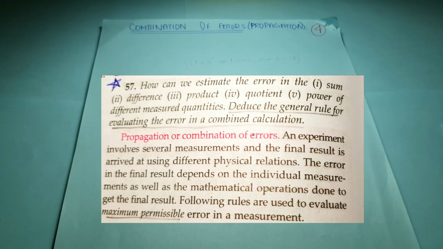But what do we mean by combination of errors first of all? An experiment involves survey measurement, and the final result is arrived at using different physical relations. The error in the final result depends on the individual measurement as well as the mathematical operation done to get the final result. The following rules are used to evaluate the maximum possible error in a measurement. So first we have the error in the sum of two quantities.